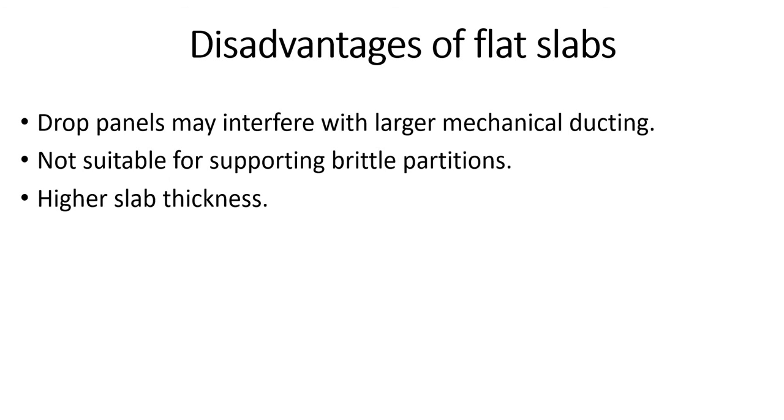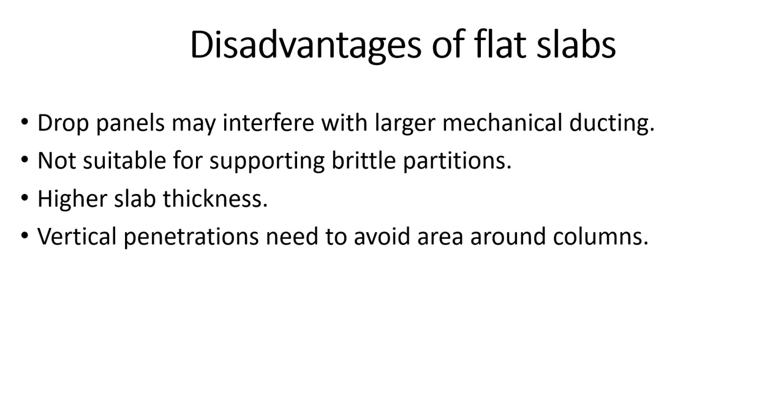It also has higher slab thicknesses because we are not providing beams, but when we provide these flat slabs, there is a higher slab thickness. But in comparison, in a floor system when we provide beams as well as drops and column heads, then this has a higher floor system depth. Okay. Also, vertical penetrations need to avoid the area under columns.